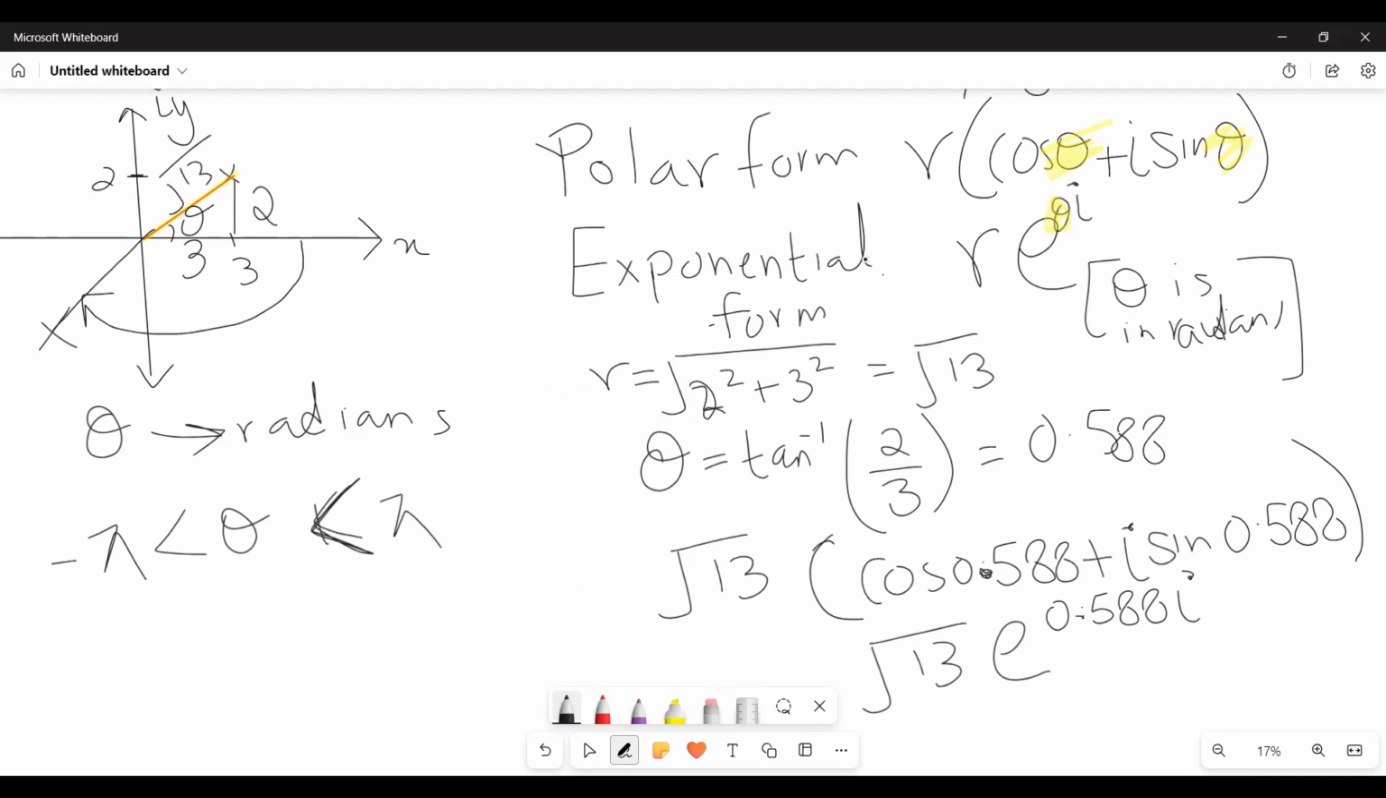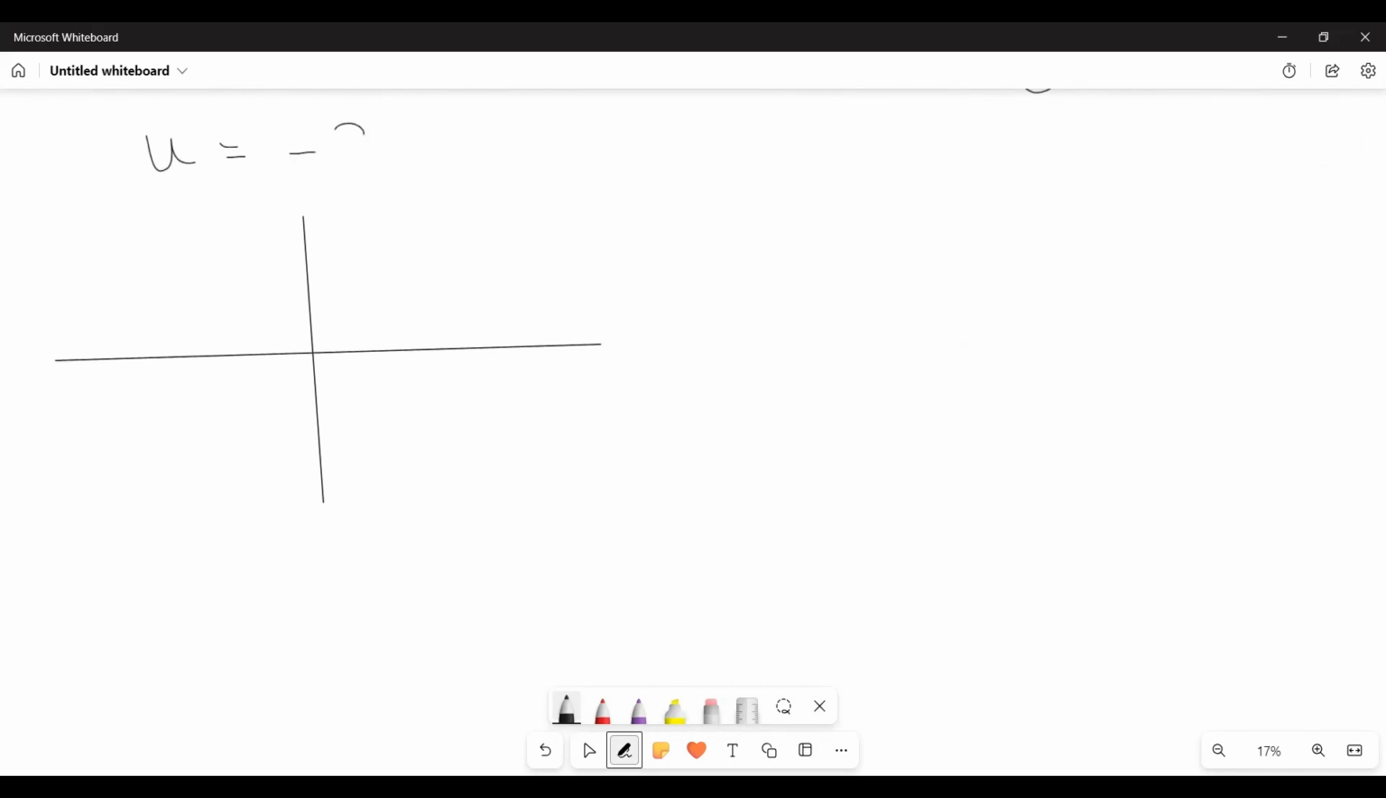Okay, let's look at an example now. Let's find the polar form of a complex number in the second quadrant. What if the complex number is -3 + 4 iota? It's going to be here. The real part is -3. The imaginary part is 4. So it's in the second quadrant.